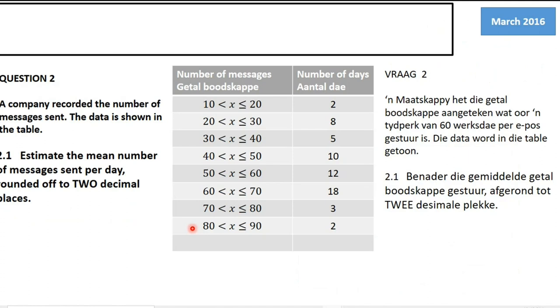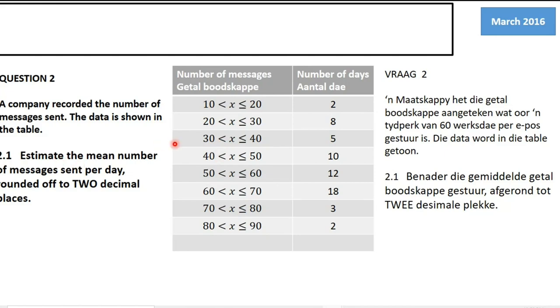There they are. Let's just read this all together. A company recorded the number of messages sent over some days. So 2 days, 10 to 20. 8 days, 20 to 30. Can you see what they mean by group data? Now, do you remember from grade 10 and the inequalities that this means the 10 is excluded and the 20 is included? Then the 20 is excluded and the 30 is included, and so on and so on and so on?